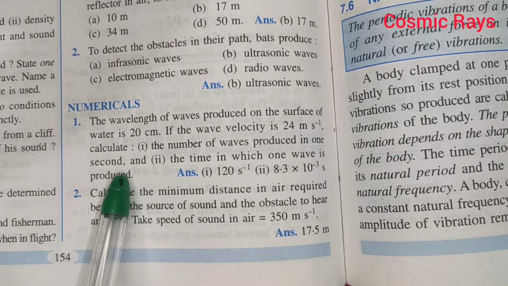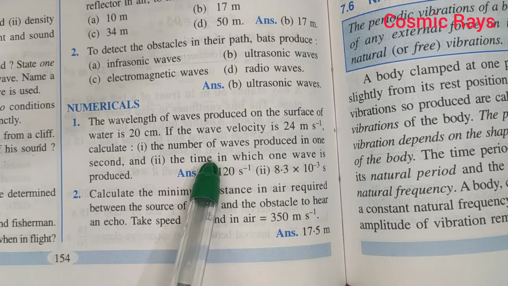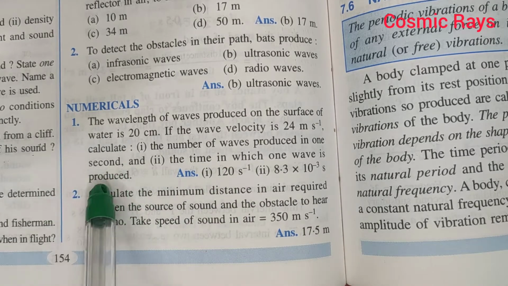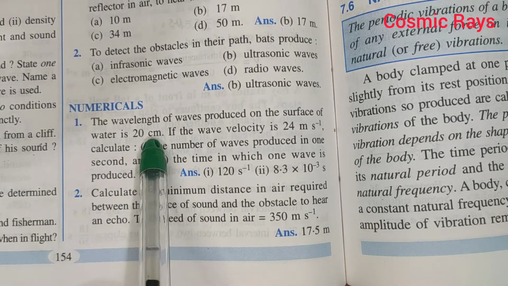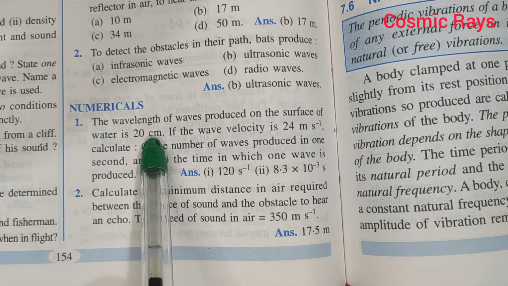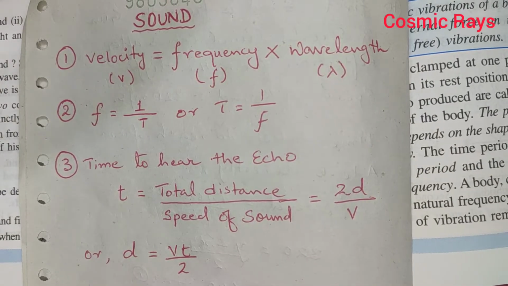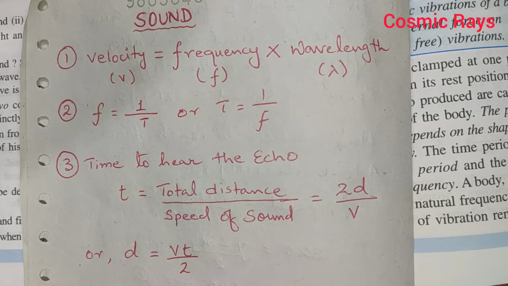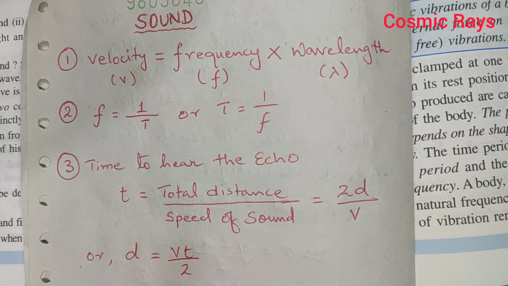second, which is the frequency, and then we have to calculate the time in which one wave is produced. Now here, before we take up this question, first of all we'll need to convert this 20 centimeter into meter, and let's take a look at the formulas that we are going to use for this exercise. So this is the list of formulas that we are going to be requiring to solve the numericals given in these exercises.